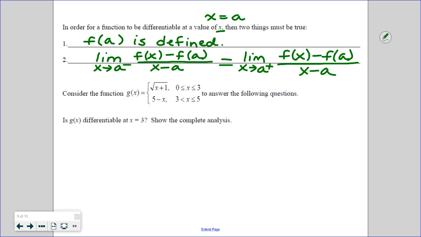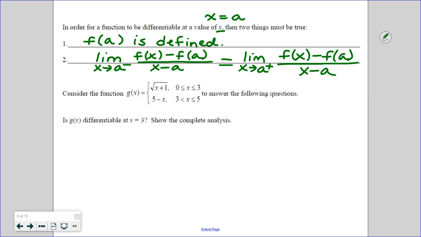All right, so let's apply this now to the next example. Consider the function g of x, which equals the square root of x plus 1 when 0 is less than or equal to x and x is less than or equal to 3, and g of x equals 5 minus x when 3 is less than x and x is less than or equal to 5. Is g of x differentiable at x equals 3?